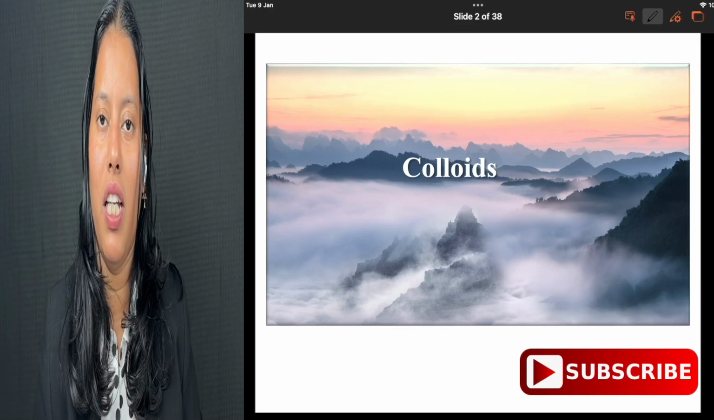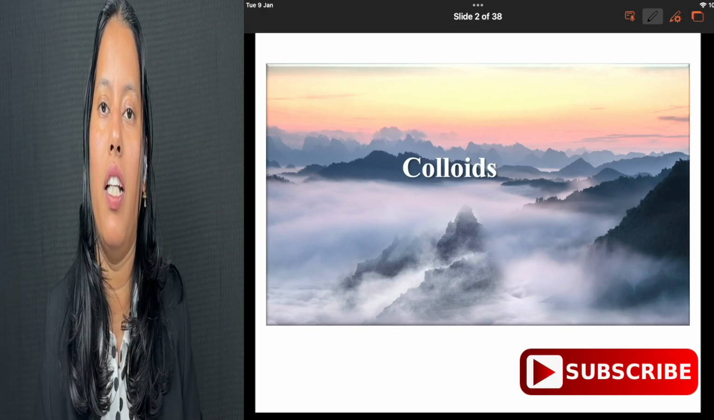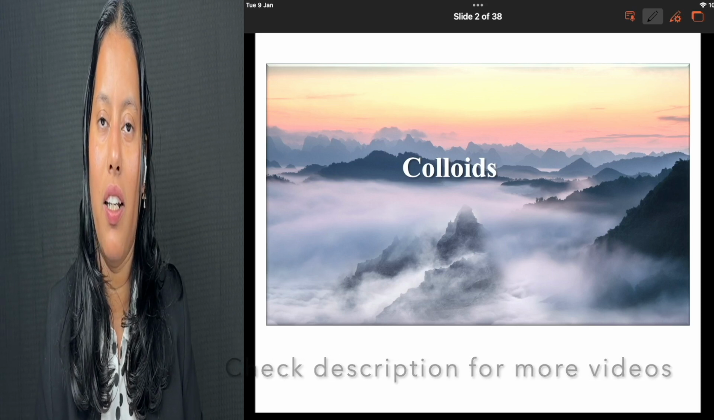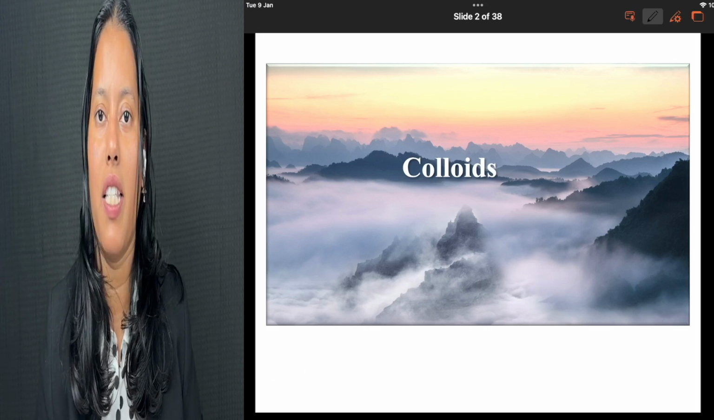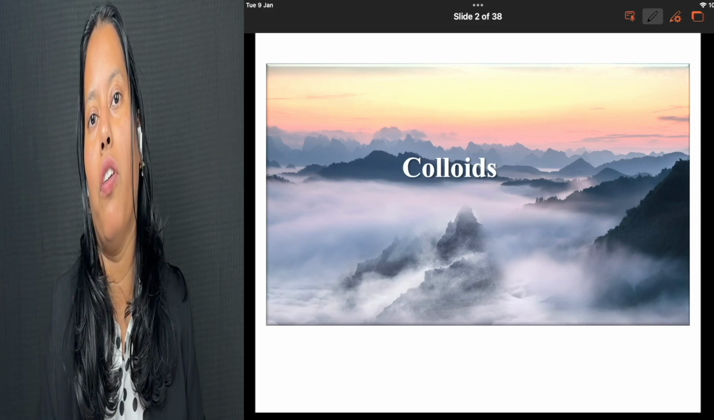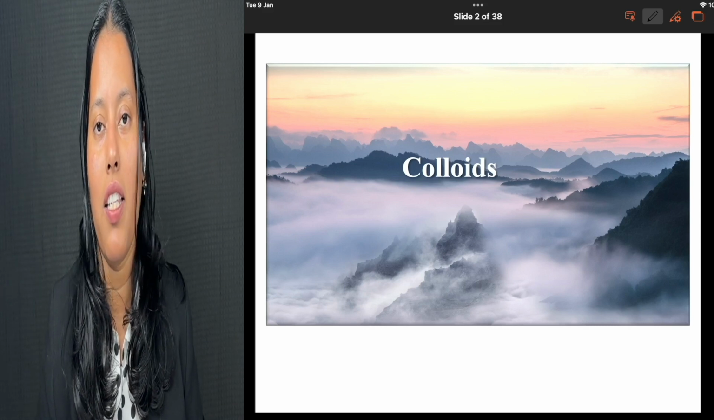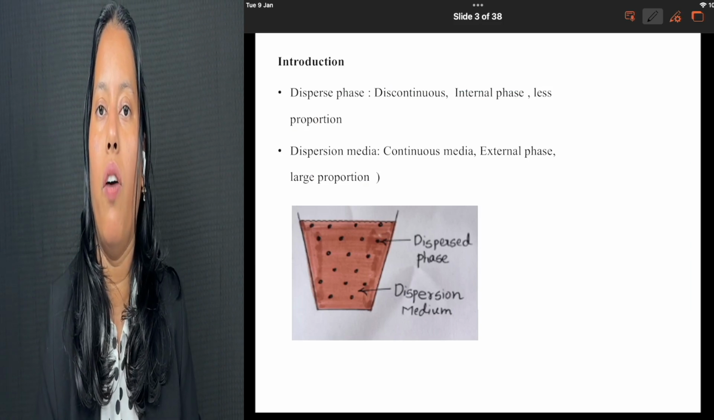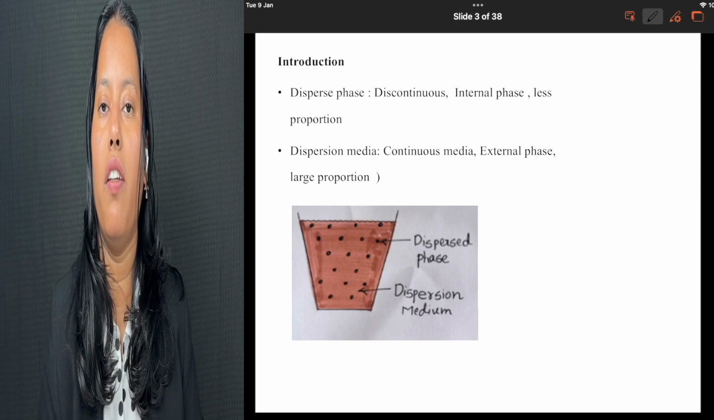We are going to see the physical pharmacy topic, that is colloids. Can you see this beautiful picture, which is the fog, or you can say mist? So how is it part of colloid? Let's understand. Whenever you mix two things together, one form is getting mixed into another form.